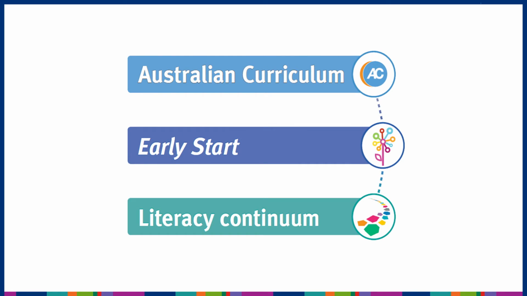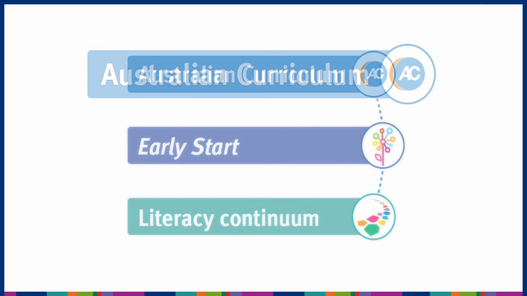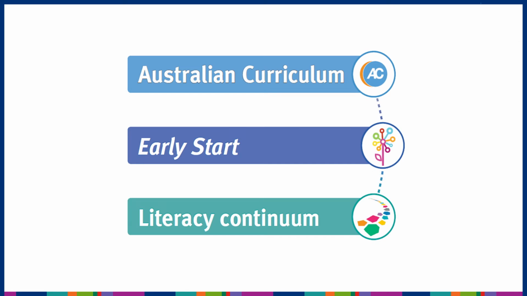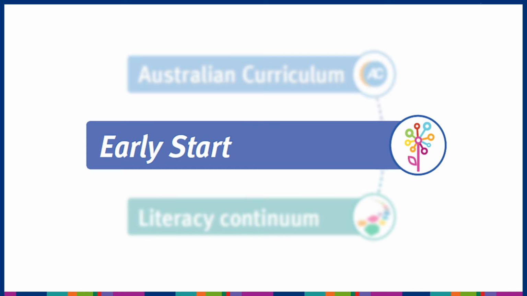In the early years of schooling, we know that having information about each student in terms of what they know and can do is vital to build on the foundations of critical literacy and numeracy skills. Early Start materials are aligned to aspects of the Australian curriculum, allowing teachers to plan for differentiation of literacy and numeracy within planned curriculum delivery.